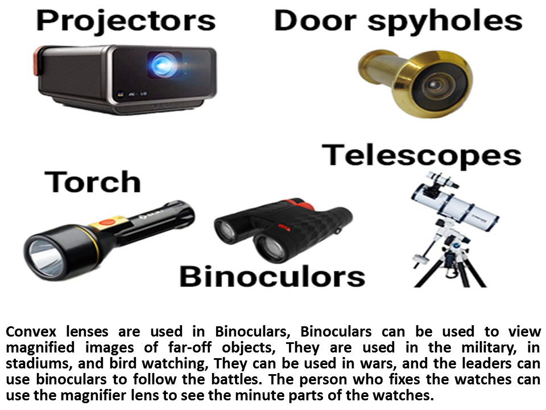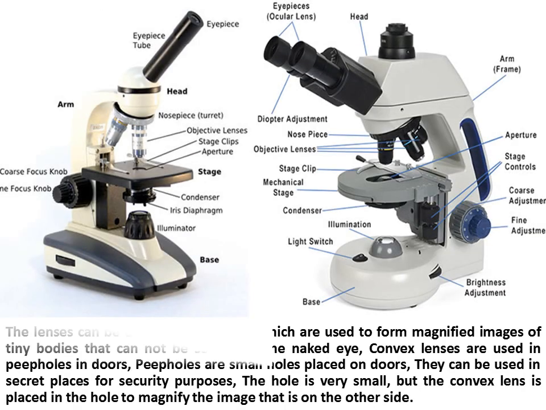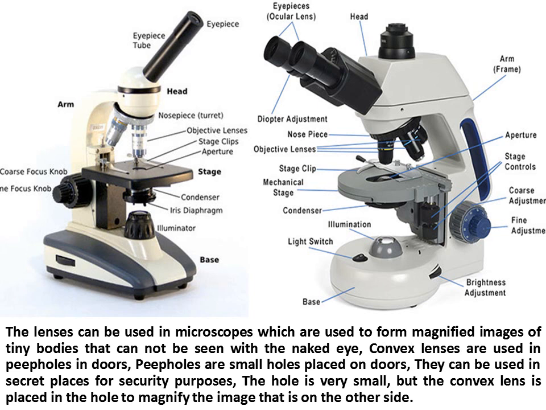The person who fixes the watches can use the magnifier lens to see the minute parts of the watches. The lenses can be used in microscopes which are used to form magnified images of tiny bodies that cannot be seen with the naked eye. Convex lenses are used in peepholes and doors. Peepholes are small holes placed on doors. They can be used in secret places for security purposes.